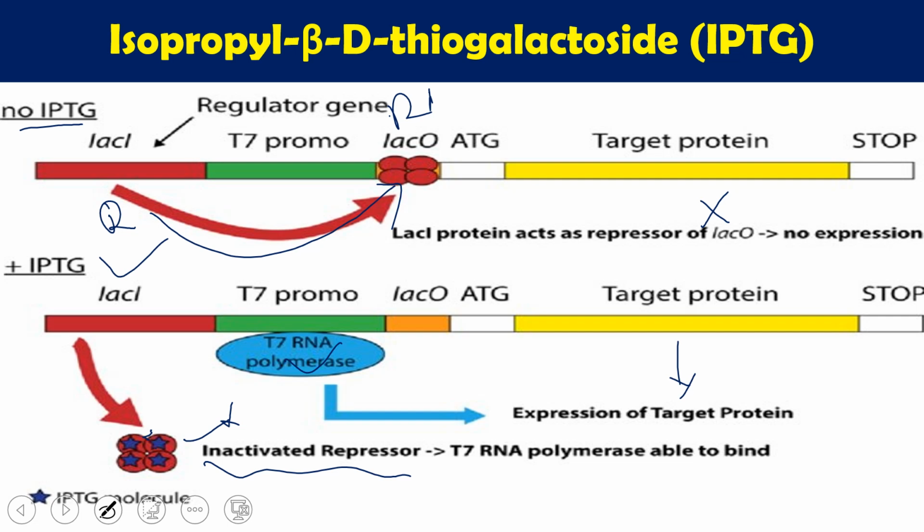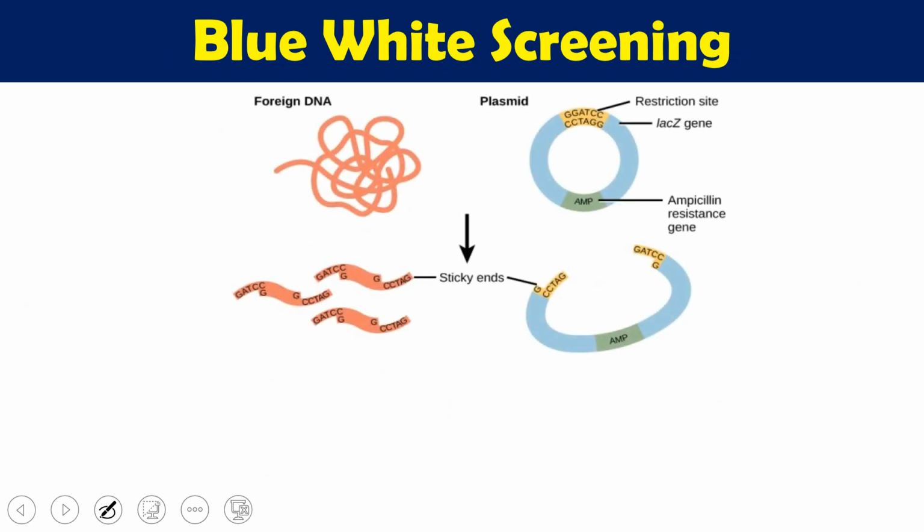If you don't have IPTG, no expression will be there, because the repressor will be able to bind to the operator site, and if you have IPTG, then the repressor will not bind there. So that is the function of IPTG in this culture media.